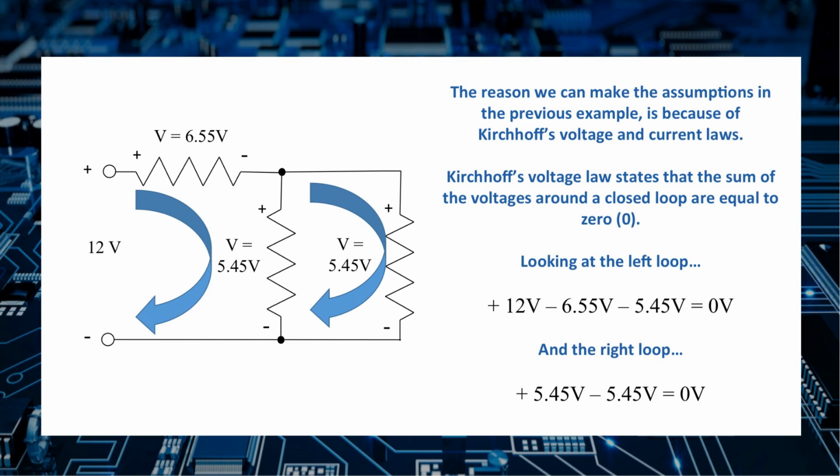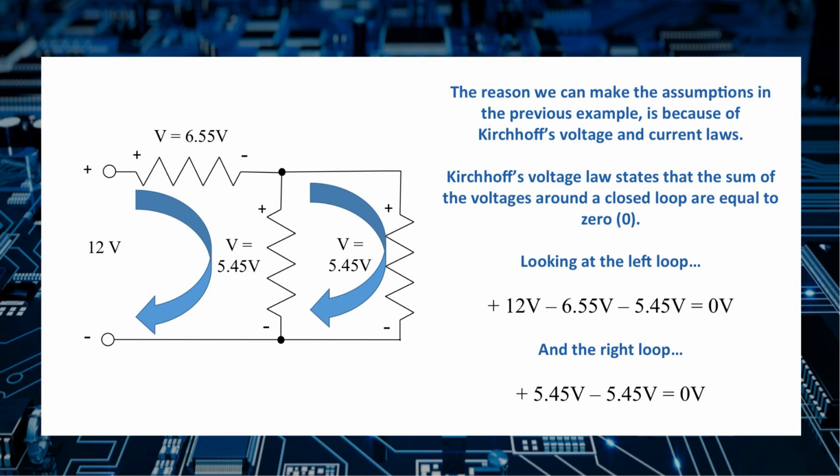In solving the previous circuit, we had to make some assumptions. We made assumptions about how much remaining voltage was across the parallel resistors, and we made an assumption about how the current split between the two resistors. The reason we can make these assumptions is because of Kirchhoff's voltage law and Kirchhoff's current law. Kirchhoff's voltage law states that the sum of the voltages around a closed loop is equal to 0. So essentially, any voltage that isn't across one component must be across the remaining components.